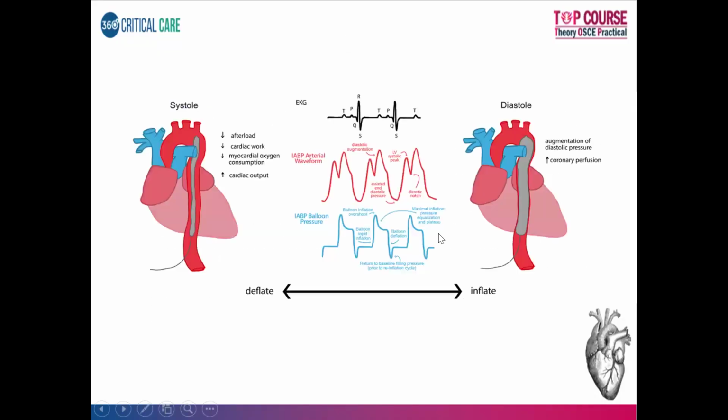So this is a pictorial depiction of the same. In systole, what we see is the balloon is deflated, because of which there is decreased afterload, decreased cardiac work, decreased myocardial oxygen consumption, and improvement of cardiac output. And this is what we see in the QT interval, okay? And in diastole, it will be the other way around. There is augmentation of the diastolic pressure because the balloon is inflated. There is a head of blood present in the aorta, which usually improves the coronary perfusion.